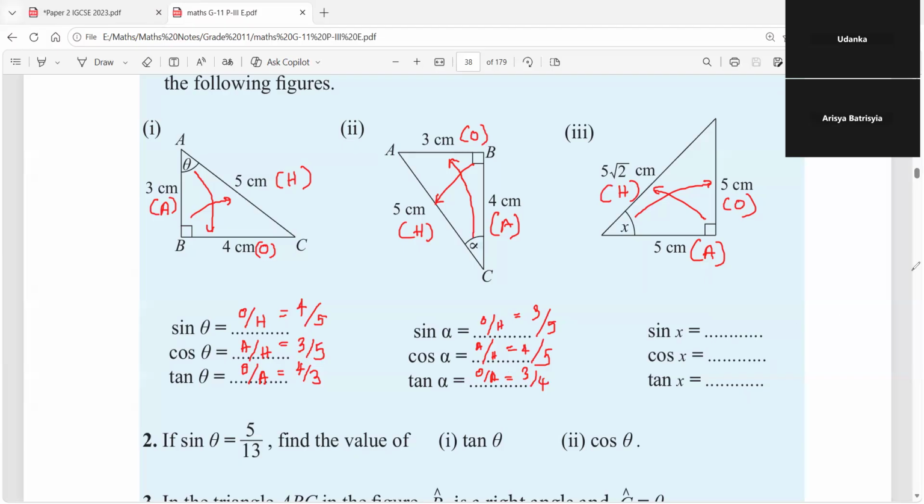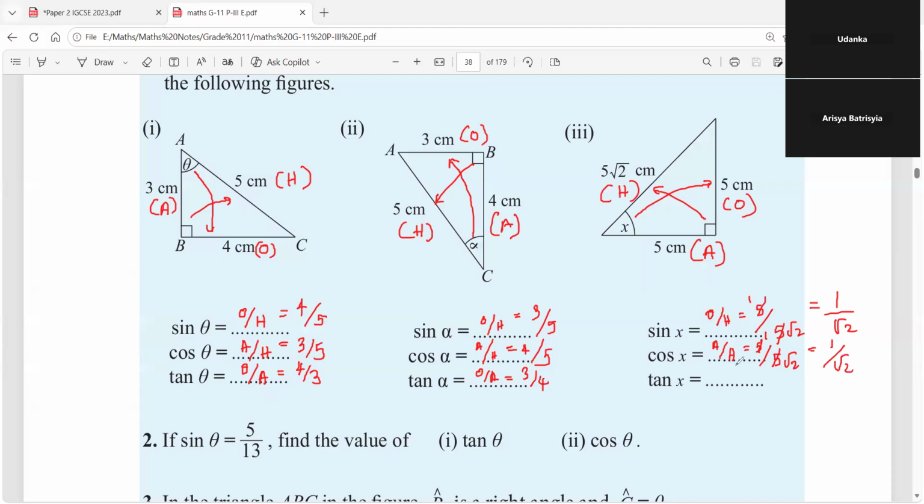Clear? Like that one. Sine is opposite over hypotenuse. Opposite is what? 5. 5 over 5 square root of 2. If you want, you can cancel. 5 and 5 cancel. There are 1, 1. So 1 over square root of 2. Cos is adjacent over hypotenuse. What is the adjacent there? 5 over 5 square root of 2. 5 and 5 again cancel. It should be 1 over 2.